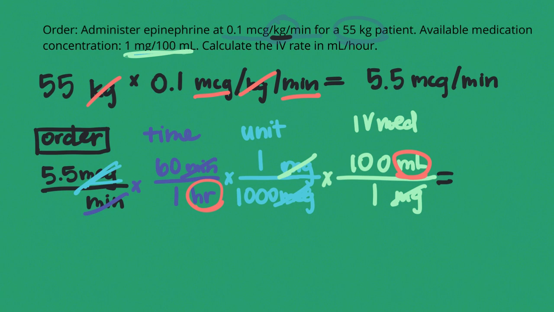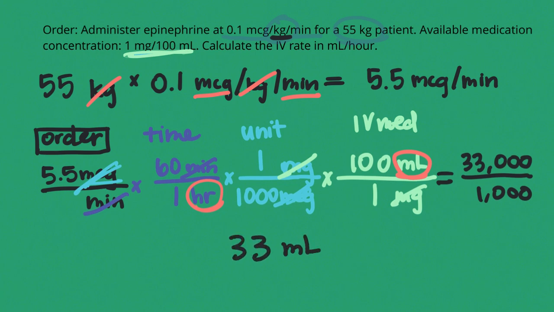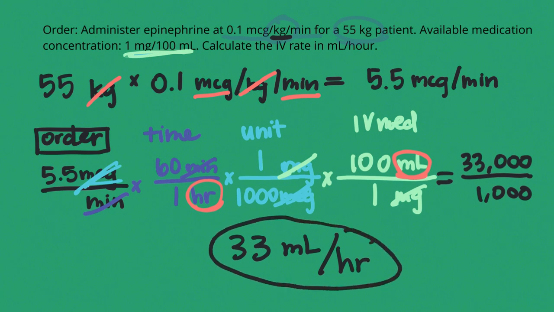Our numerator has 5.5 times 60 times 1 times 100, which gives us 33,000. And then our bottom is just 1 times 1,000 times 1, so that gives us 1,000 down there. When we take 33,000 and we divide it by 1,000, we are left with 33 milliliters per hour, which is our final answer.